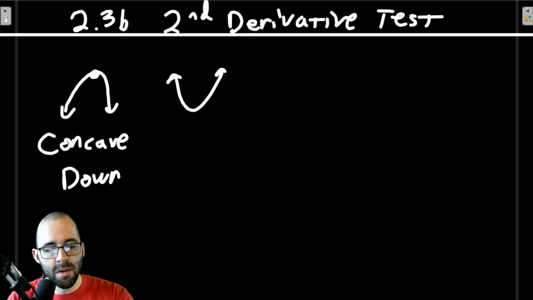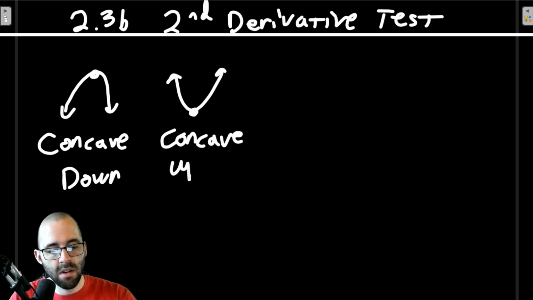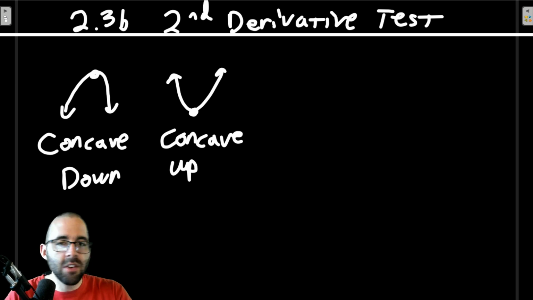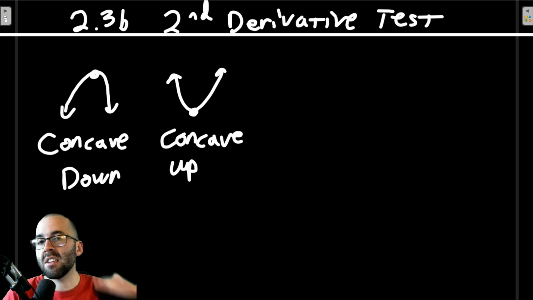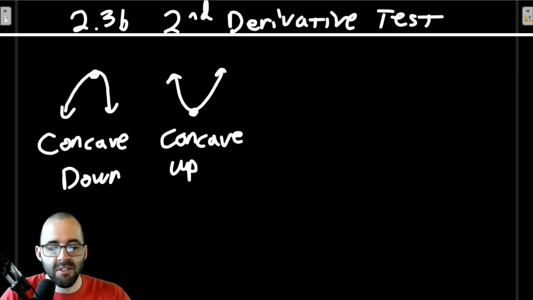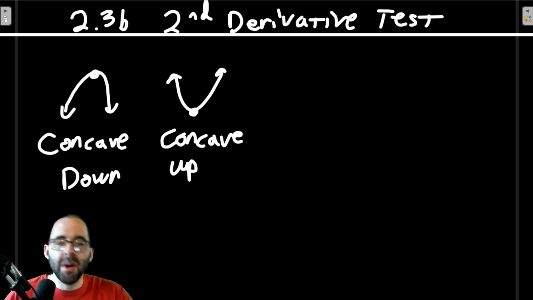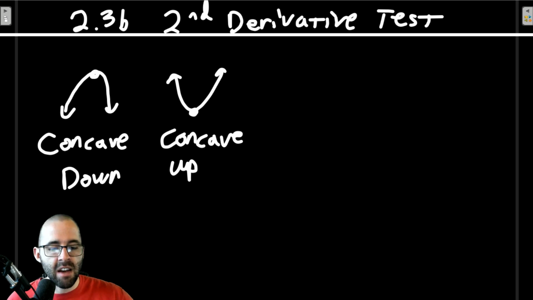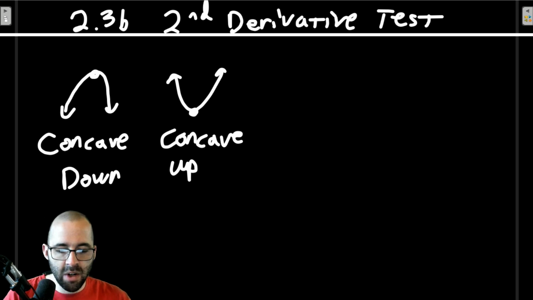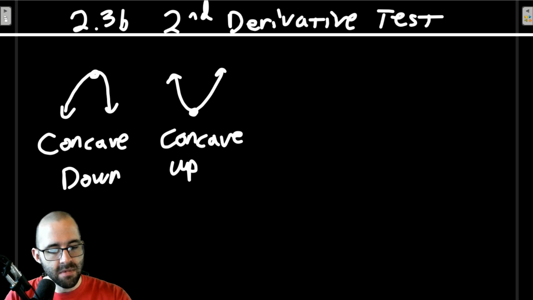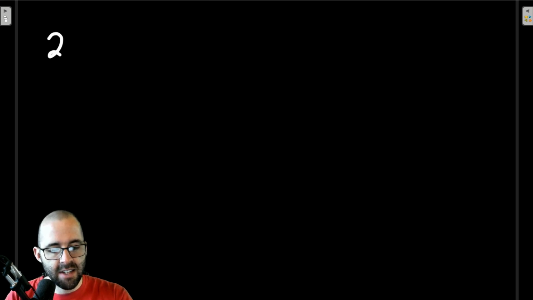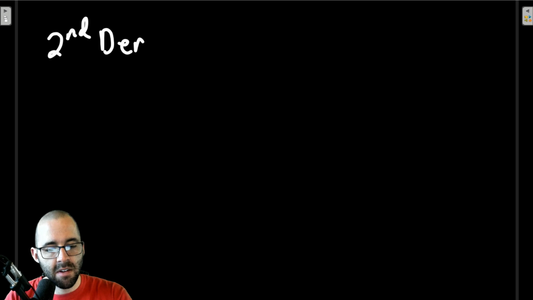If we have a local minimum over here, that's concave up. So we're going to find critical points again, but this time we'll look at the second derivative to decide whether it's concave up or concave down, because if it's concave up, it has to be a local min. If it's concave down, it has to be a local maximum. And that brings us to the next page, the second derivative test.